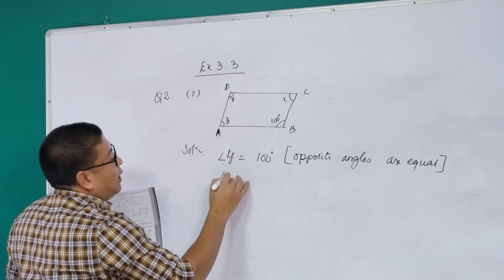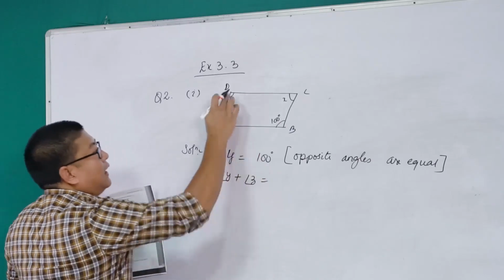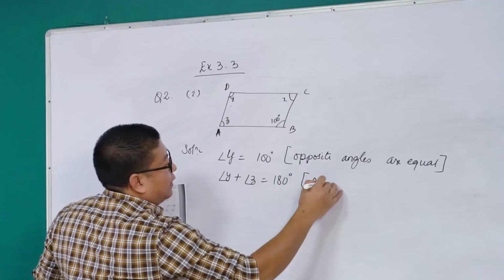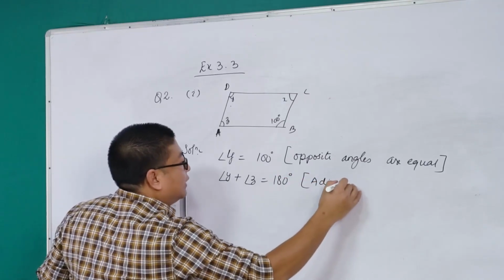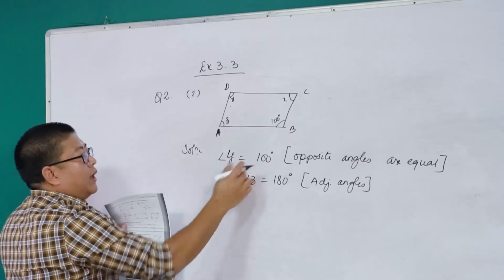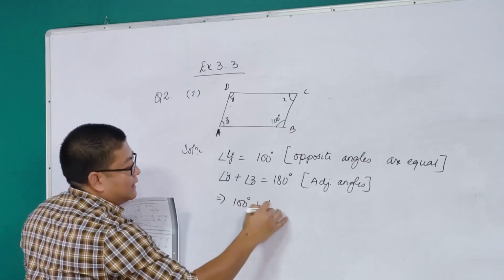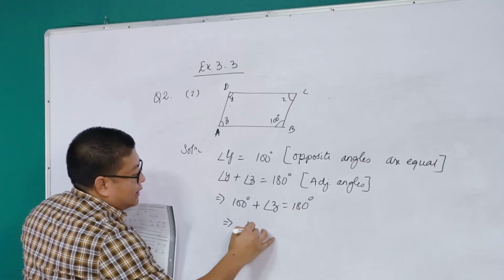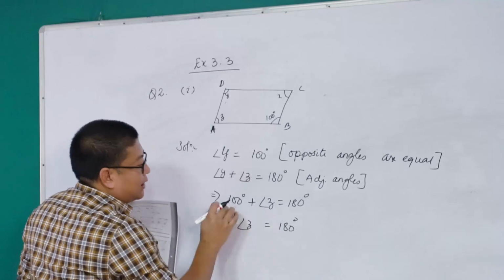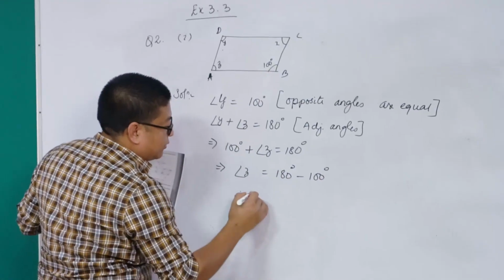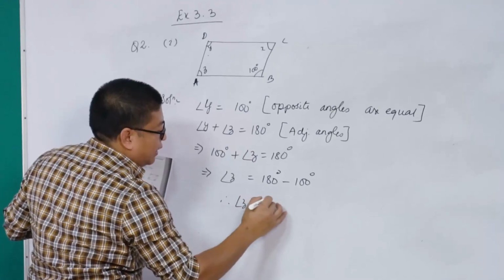Now similarly, let's take this side. We know that angle Y plus angle Z, adjacent angles, should be 180 degrees. But we have already found Y, so it will be 100, and Z we have to find. So we'll keep it as it is. Z is equal to 180, this 100 will come on the other side, it will become 180 minus 100. So angle Z is equal to 80 degrees.